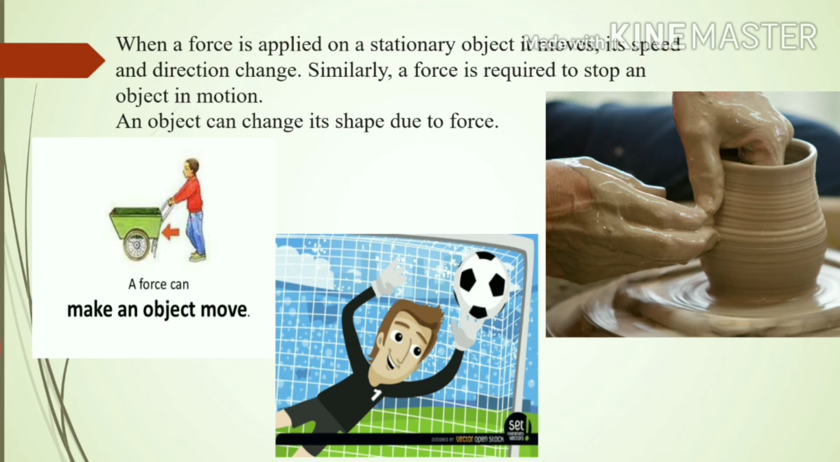In the first picture, you will see the man is applying the force to move the object. In the second picture, you will see the goalkeeper is applying force to stop the ball. And in the third picture, you will see the pot maker is applying the required force to give the shape to the pot.